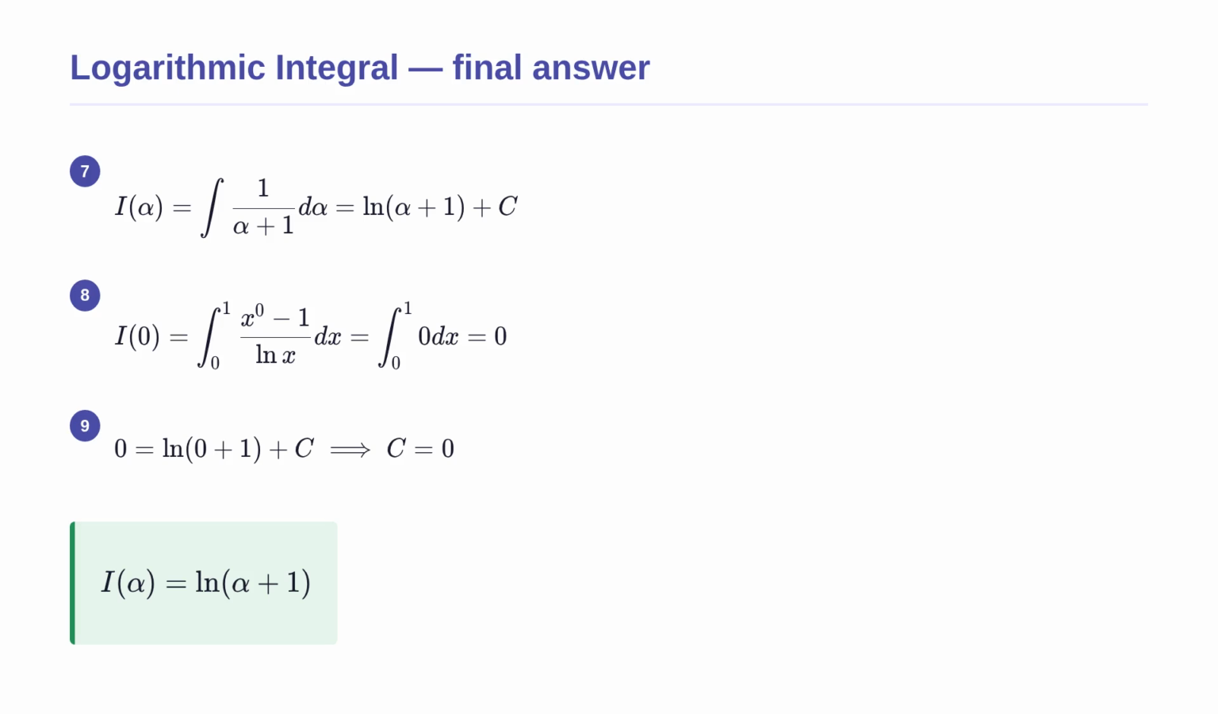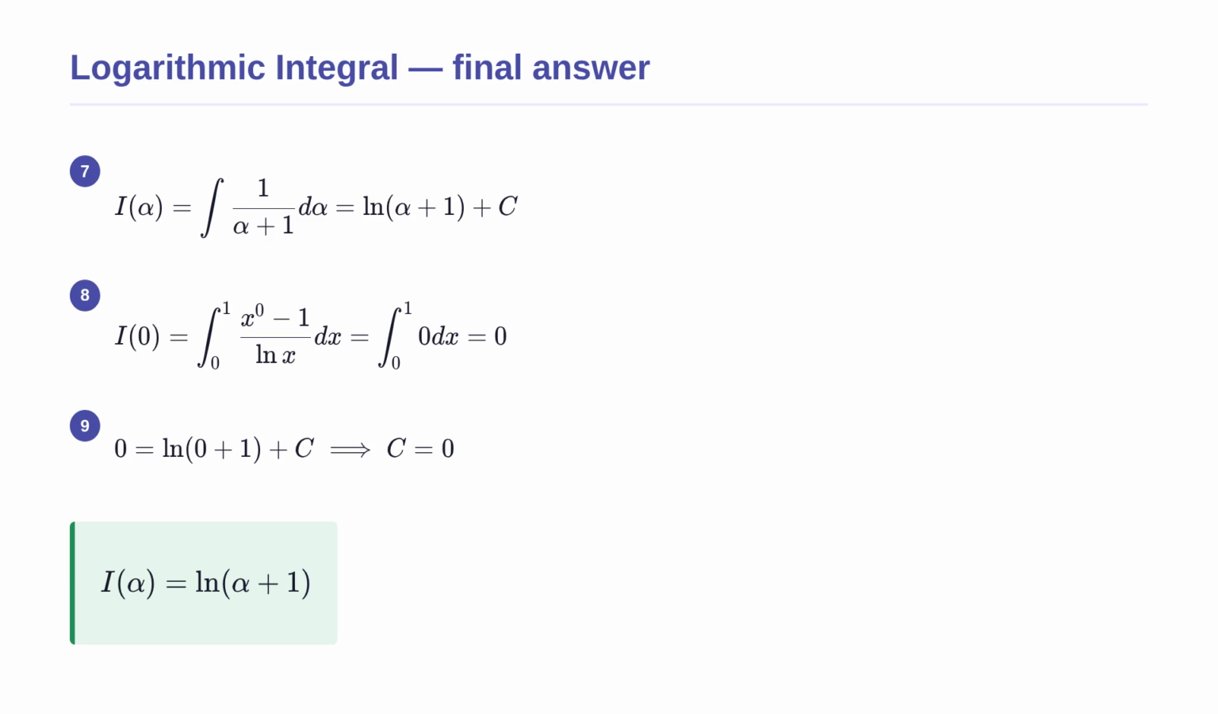To finish this problem, we must remember our goal is to find the original integral I of alpha, not its derivative. So, we integrate our result, 1 over alpha plus 1, with respect to alpha. This gives us the natural logarithm of alpha plus 1 plus an unknown constant of integration c. To find c, we look back at our original integral and pick a clever baseline. If we set alpha to 0, the numerator becomes 1 minus 1, which is 0. So I of 0 must be 0. Plugging this into our logarithmic equation, we find that c equals 0.